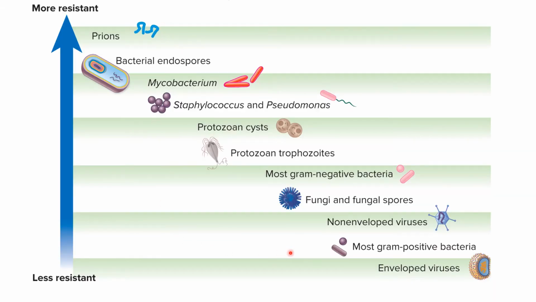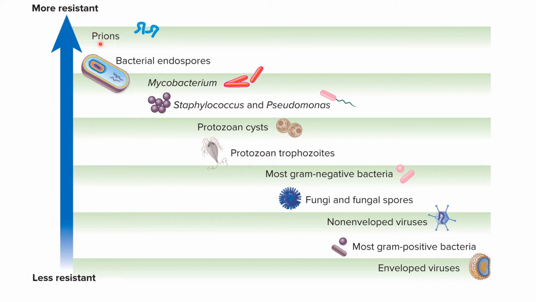Now, this table is showing you these physical and chemical methods that we use to either kill or inhibit the growth of certain microbes, and how some of these microbes can actually be pretty resistant. We're seeing which microbes are more resistant compared to others. So let's see the least resistant. The least resistant are enveloped viruses. Those are easily targeted, and they're not as resistant, for example, compared to prions. Prions, as you can see, are the most resistant. Prions are pretty hard to get rid of.